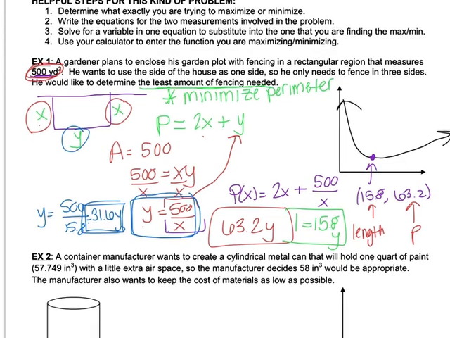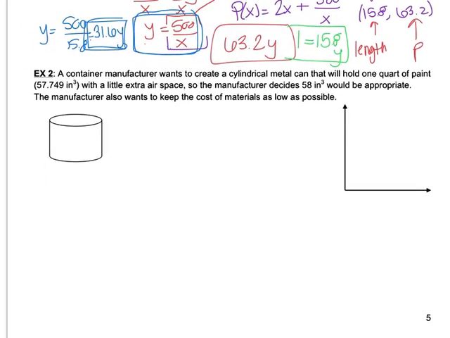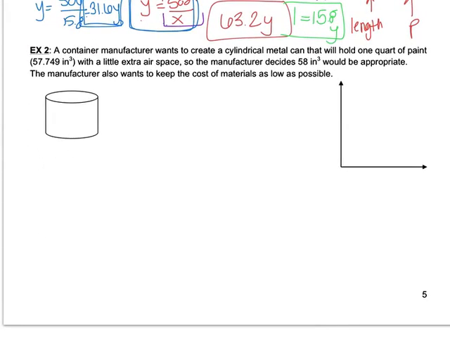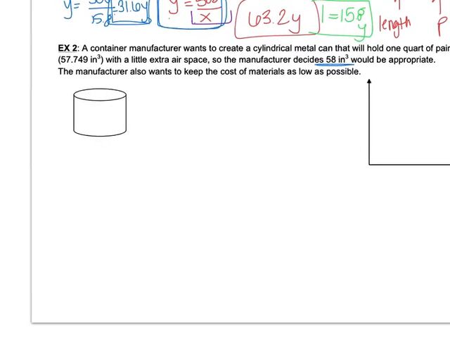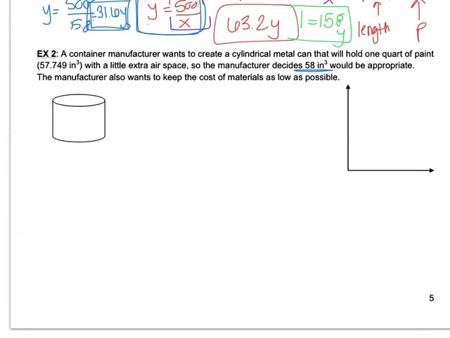Okay, this next one, same idea, different figures. So a container manufacturer wants to create a cylindrical metal can, so a paint can, that holds 1 quart of paint with a little extra airspace at the top. So the manufacturer decides 58 cubic inches is the best volume for this can. So cubic inches means we're talking about volume. So this is going to be the volume.